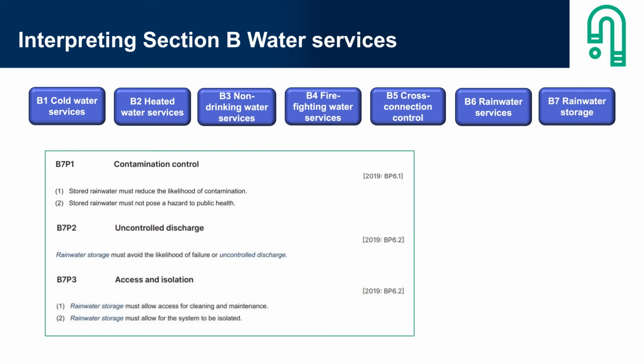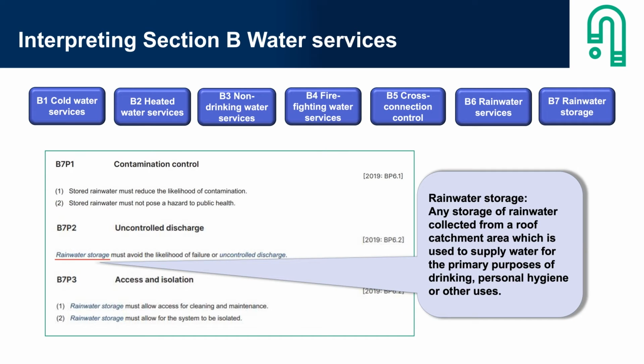B6P3A2 does not apply to a vacuum drainage system. B7 Rainwater storage. Rainwater storage is any storage of rainwater collected from a roof catchment area which is used to supply water for the primary purposes of drinking, personal hygiene, or other uses.